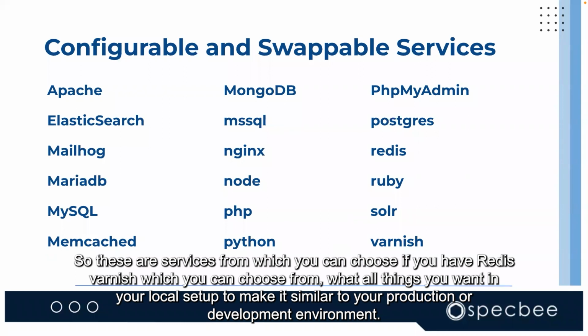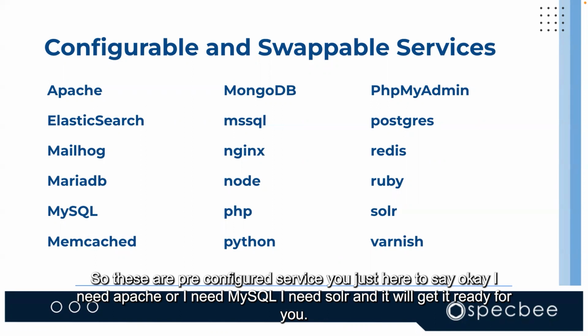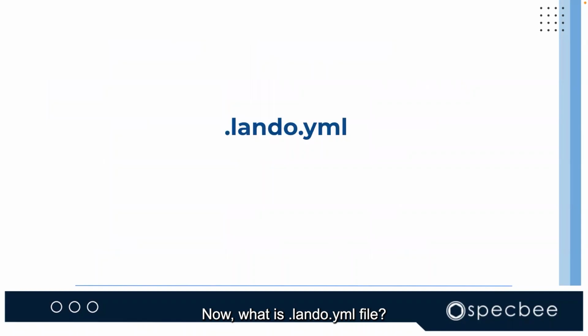If you have Redis, Varnish, Memcached, you can choose whatever you want in your local setup to make it similar to your production or development environment. So these are pre-configured services. You just have to say, okay, I need Apache, or I need MySQL, I need Solr, and it will get it ready for you. Now, what is the .lando.yml or YAML file?